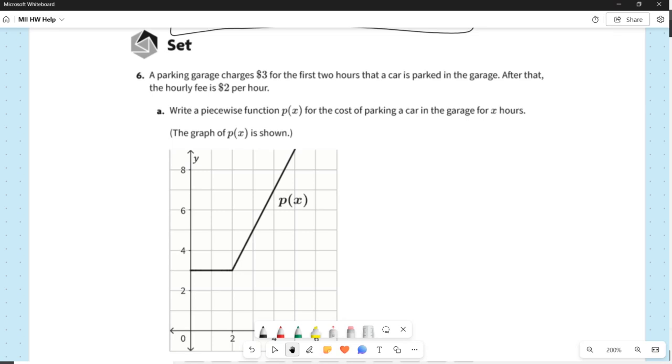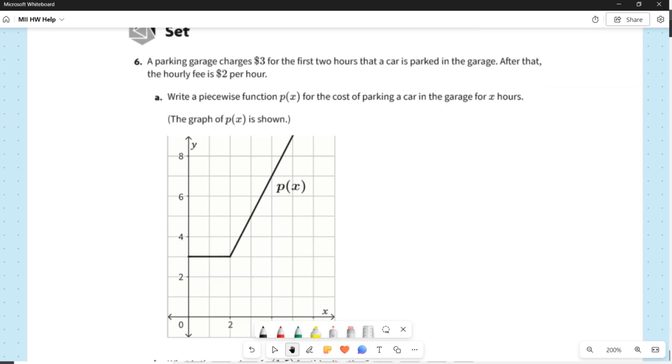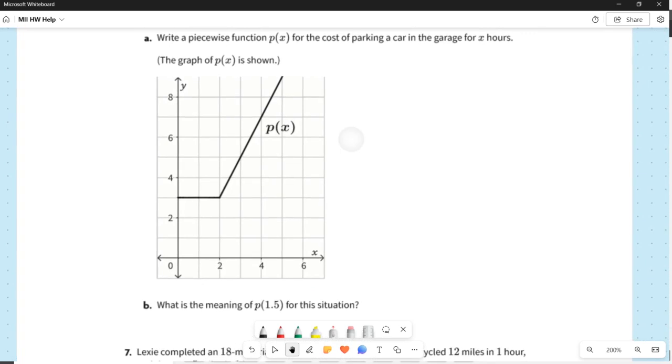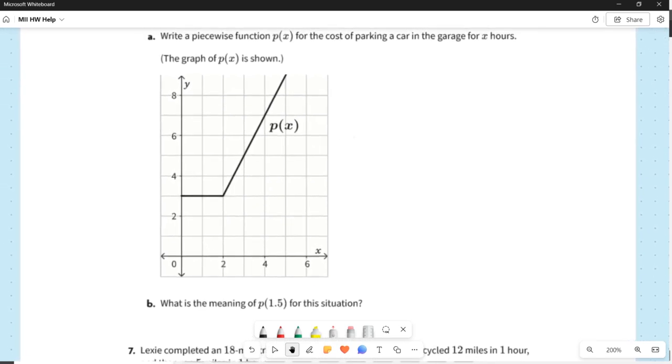Moving on to the set section. Question 6 says, a parking garage charges $3 for the first 2 hours that a car is parked in the garage. After that, the hourly fee is $2 per hour. So part A says, write a piecewise function, p of x, for the cost of parking a car in the garage for x hours. And the graph of p of x is shown. All right, so they're giving us a graph, and our job here is to come up with the piecewise function that represents this scenario, this graph.